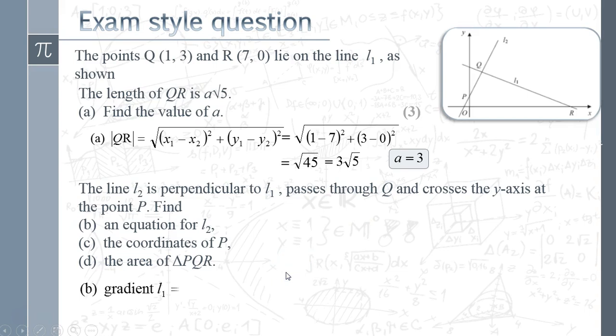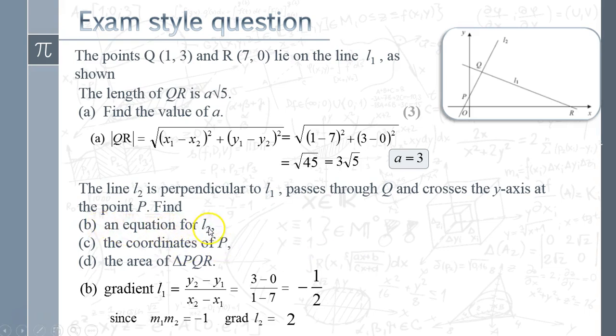So here we go. Gradient of L1, there it is, minus a half. And so that means since M1 M2 equals minus 1, using our negative reciprocal, the gradient of L2 is simply going to be 2. Now you'll notice in this one it just says find an equation for L2. We don't have to write it in any particular form, we've just got to write the equation.